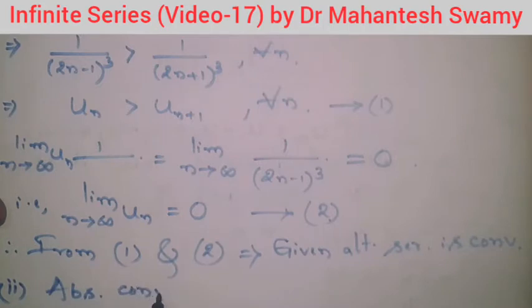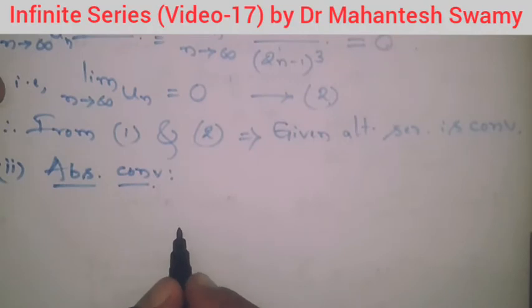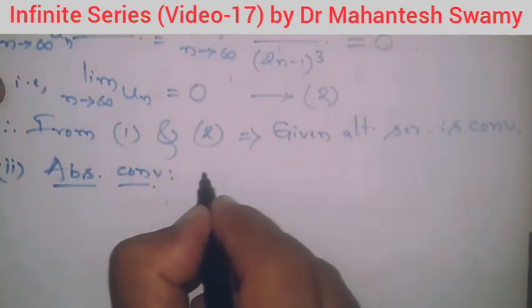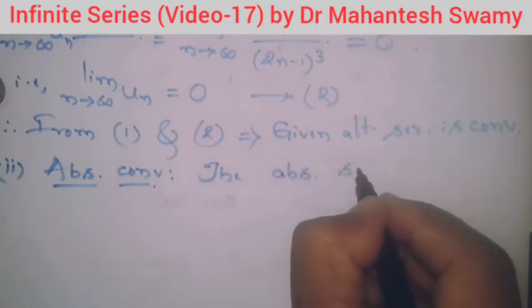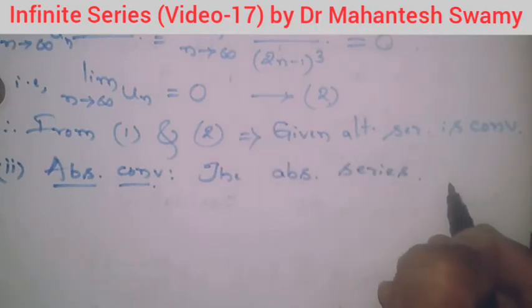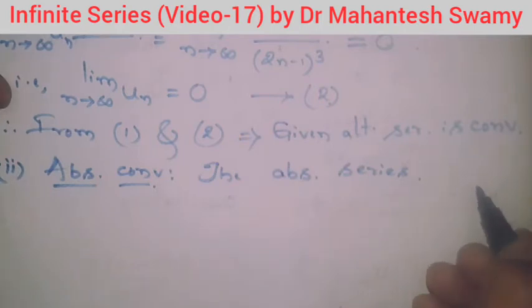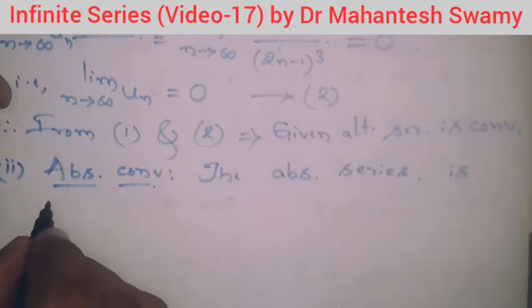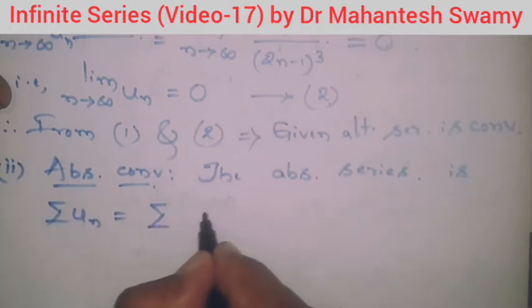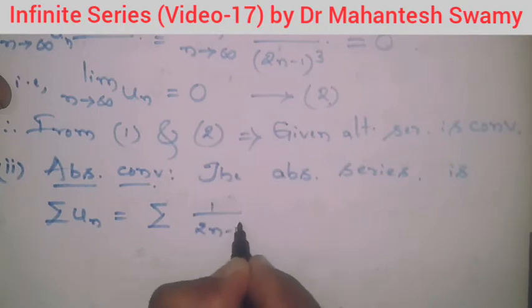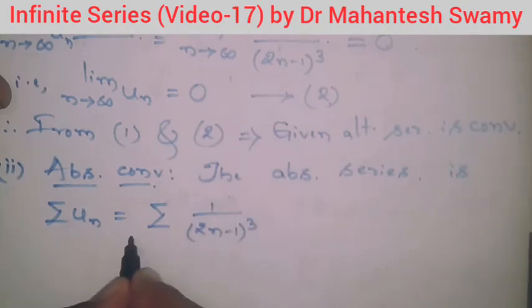For absolute convergence, in order to check the given series, we have to write down the absolute series. What is the absolute series? It is the series obtained from the given series simply by making all the terms positive. So the absolute series is summation of Un. We have to ignore the minus sign. Here Un is 1 divided by (2n minus 1) whole cube. So this is the absolute series.